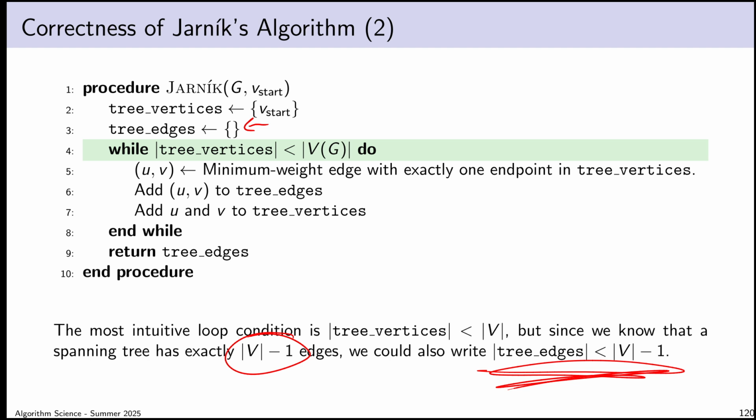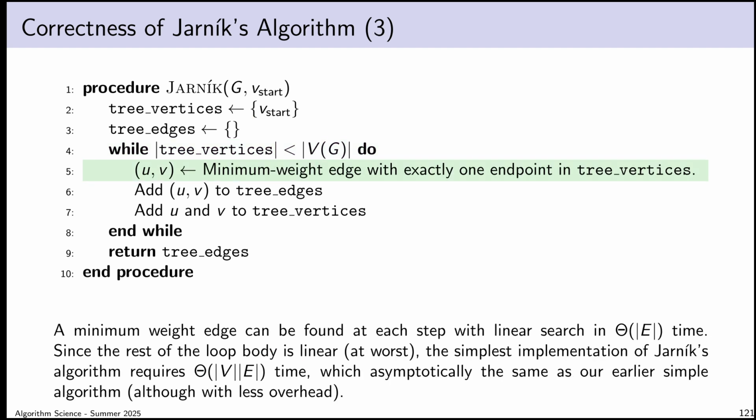Okay, so inside the loop, at each step, as long as the number of vertices in the tree is less than the total number of vertices in the graph, I go and find the minimum weight edge with exactly one endpoint in the tree vertex set, so only one of the two vertices is in the tree. I've drawn the edge as an ordered pair here, but this is an undirected graph. This is mostly just notational. It's just because it looks weird to draw it with set notation, or to draw it as like UV or something, because that looks like one variable name.